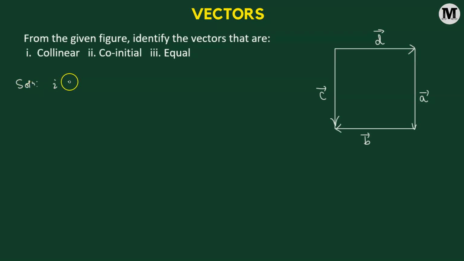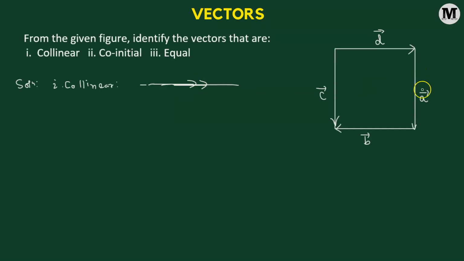So here we'll start with the first one. We'll try to find out the vectors that are collinear. For that, we have to be familiar with the definition of collinearity. Collinearity has to do with the parallel stand of vectors, meaning vectors that are parallel to each other, or even anti-parallel to each other, are said to be collinear. Meaning if we consider a line, if the two vectors can lie on this particular line, then the two vectors are said to be collinear with each other.